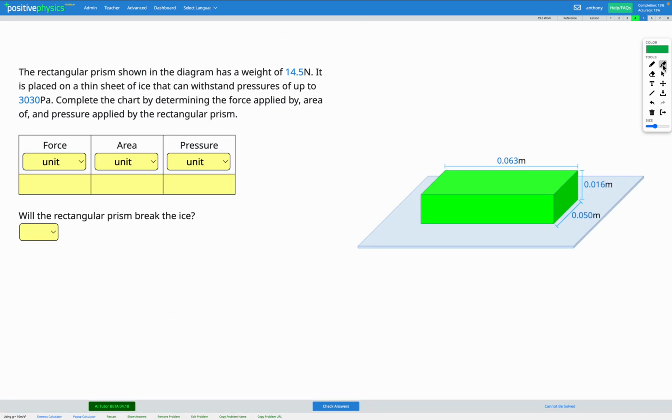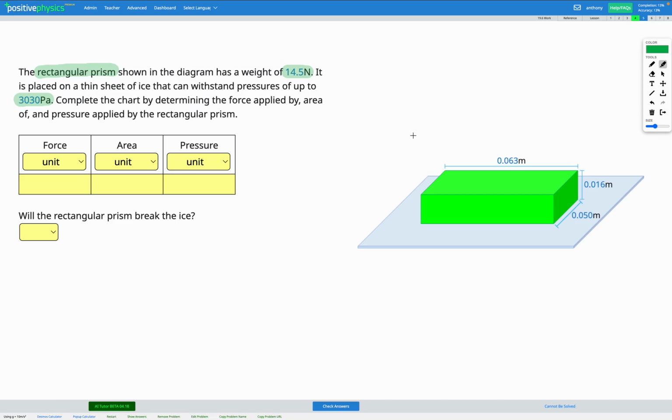In this question, we have a rectangular prism, which we can see in the diagram. We're told it has a weight of 14.5 newtons. It's placed on a thin sheet of ice that can withstand pressures of up to 3,030 pascals. We're asked to complete the chart by determining the force applied by, area of, and pressure applied by the rectangular prism onto the ice that it's on.